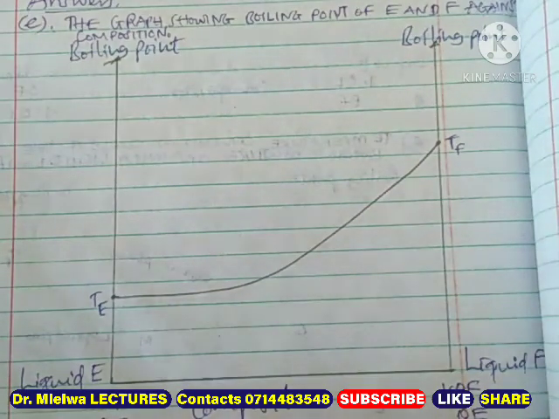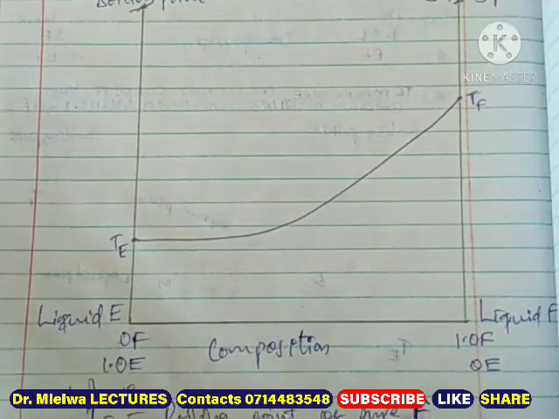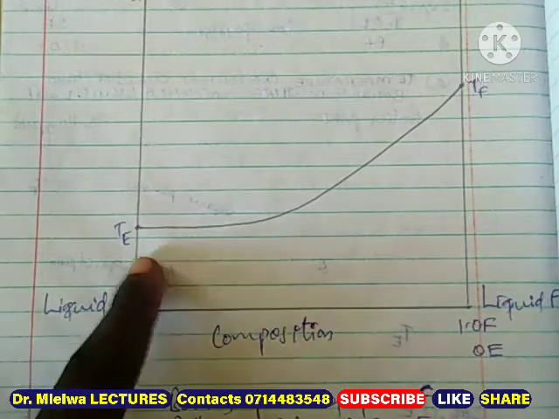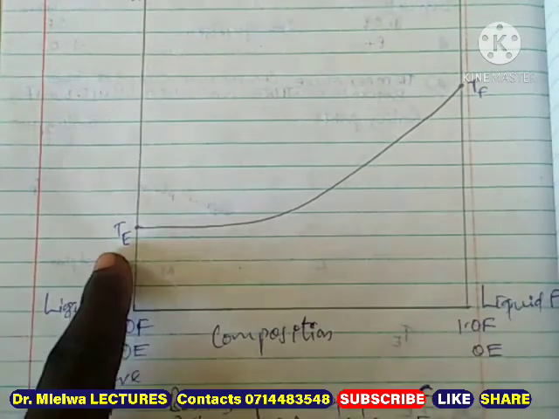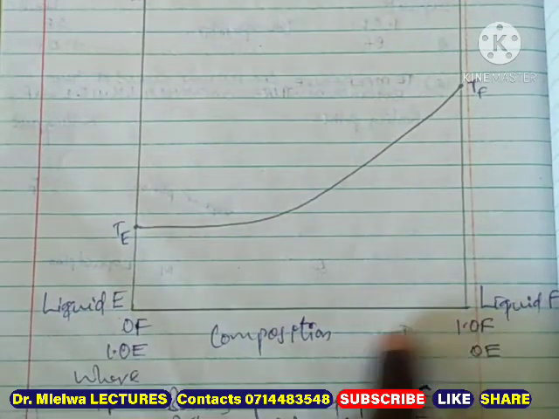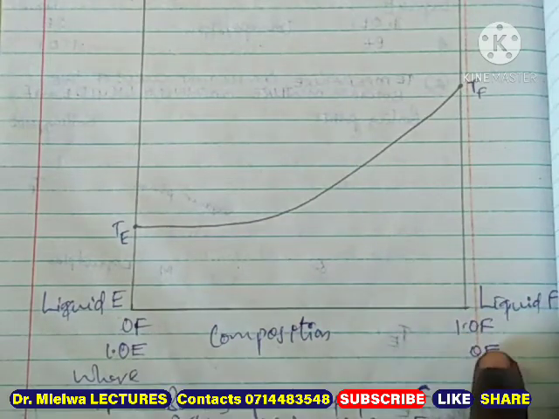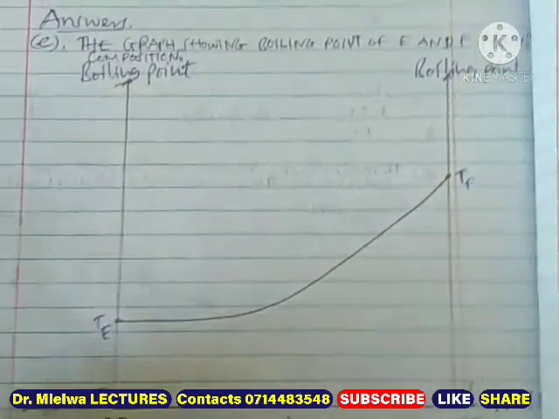So the temperature of E is lower as compared to the temperature of F. The boiling point of F is larger as compared to the boiling point of E. We have liquid E and liquid F; the composition of liquid F starts from 0 to 1, and the composition of liquid E starts from 0 to 1. So that is our graph.